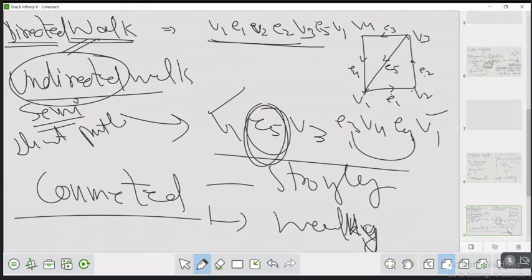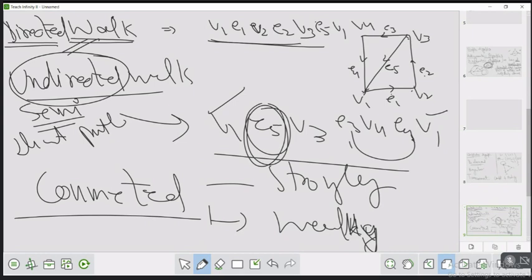In a path, no vertex will repeat. But in a walk, vertices may repeat, but edges will not. But in a path, no edge and no vertex will repeat. But every edge has a direction. If every edge has the same direction, that is called a directed path. If any edge has a different direction, that is called a semi path.